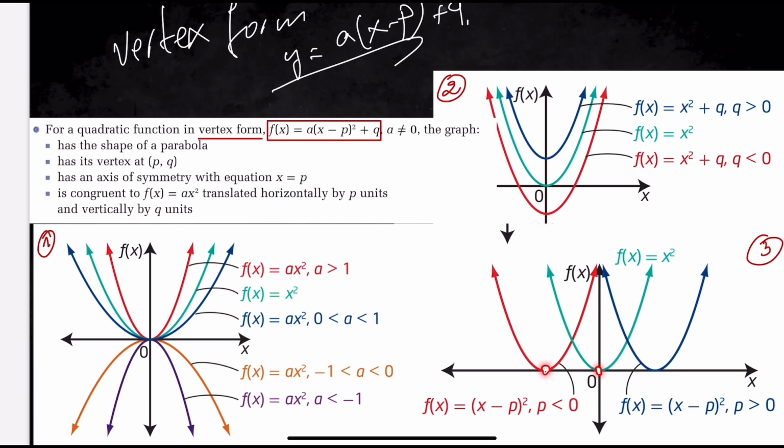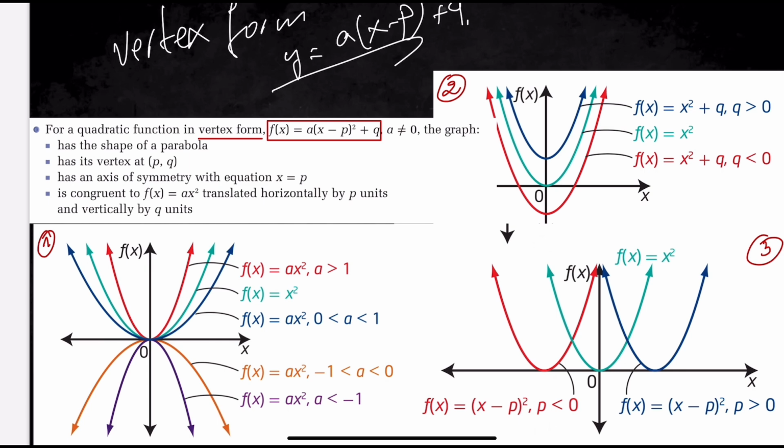So all these points are the vertex points. And it also has a symmetry with x is equal to p. So the p point of the vertex actually shows us the symmetric axis. So you come to your p point and you just draw a vertical line that passes through that point, and it will give you the symmetric line of that function.